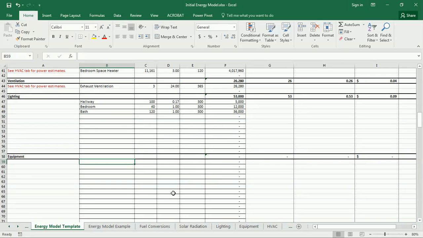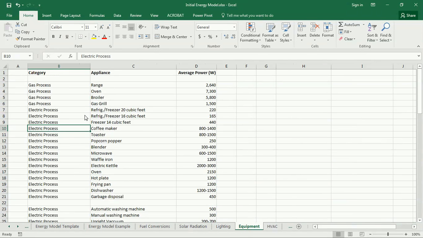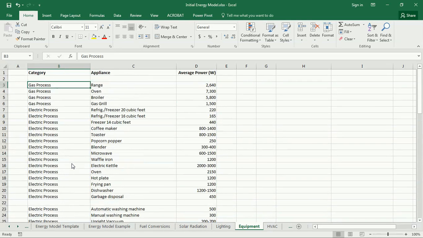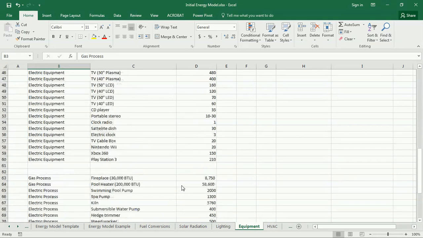Equipment, similar thing. Whatever, computers, cell phones. And if you're struggling to come up with other equipment like I am, I've actually got an equipment list here on this tab, and this will give you a good idea of some typical values for different equipment, if you weren't able to document the equipment in the building that you originally documented.